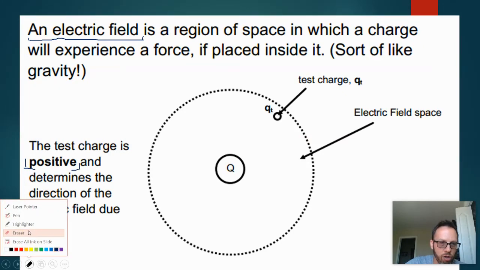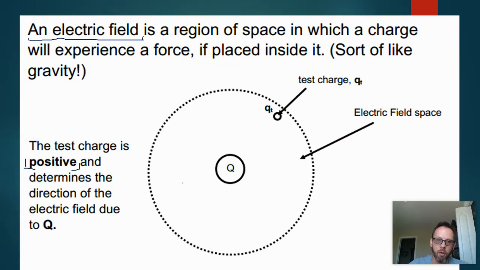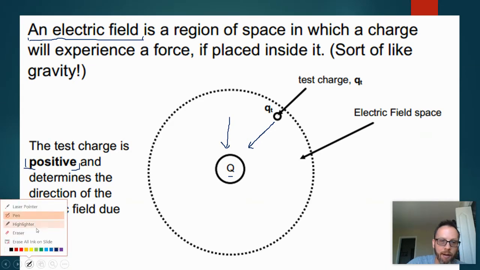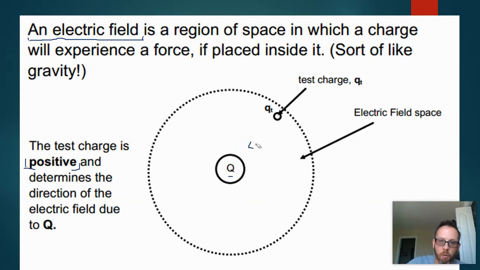But if the charge setting up the field was negative, then a positive test charge would be attracted, and the field lines would all be pointing inwards. So that's how we resolve that conflict. When we're drawing field diagrams, we always assume the field lines point in the direction that a positive test charge would move. So we now know what an electric field is. Hopefully you have this visual down in your notes.